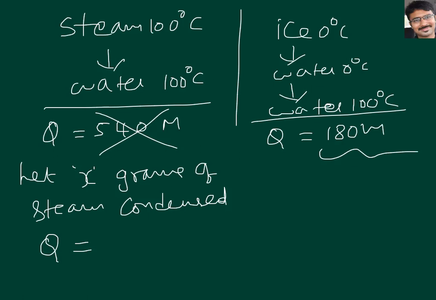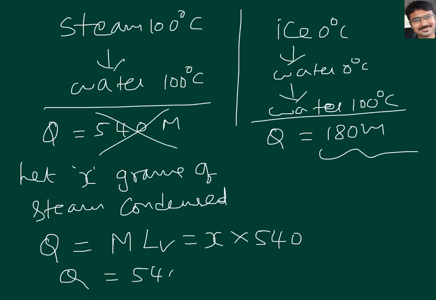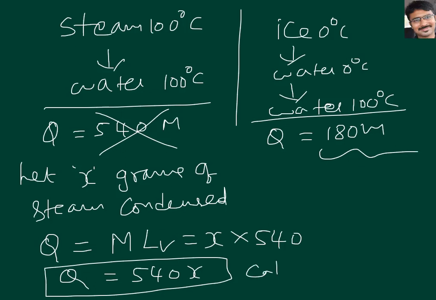Q is equal to, what is the formula we actually used to write? Q is equal to m L_V. Now m is here x, and L is 540. So Q is equal to 540 into x grams, that is 540 into x calories. Here Q is equal to 180 m calories.